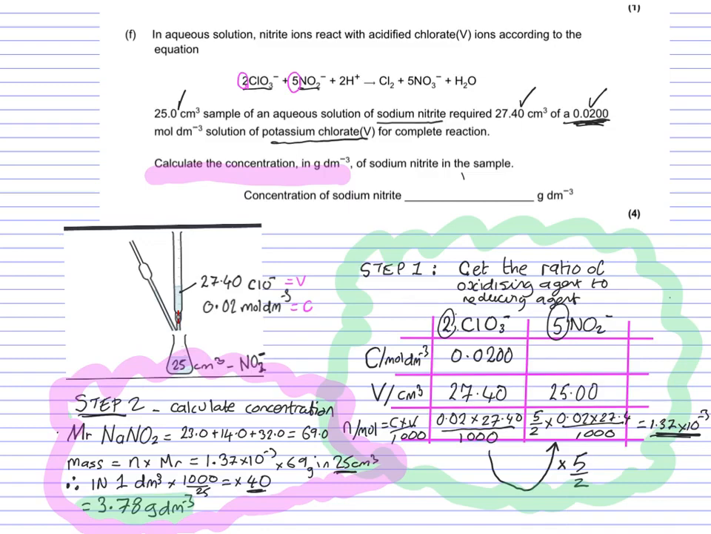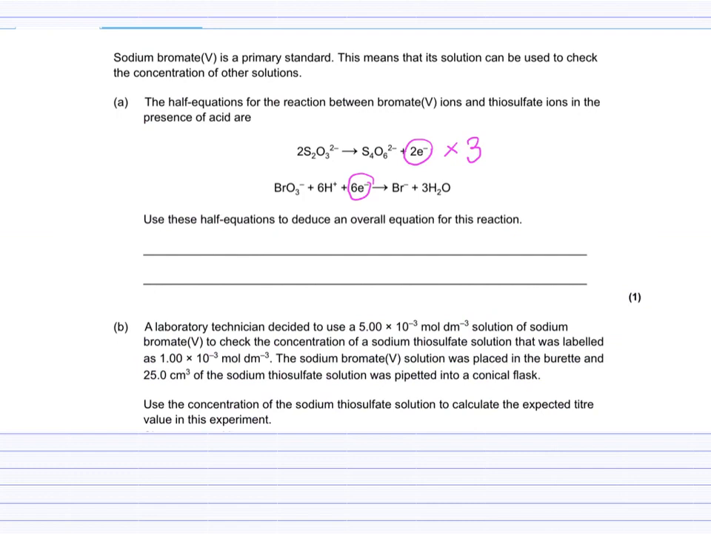So again we have a simple working out of a redox equation, looking at two half equations. The first thing we need to do is balance the number of electrons. You can see here that the reducing agent is giving up 2 electrons. We need to multiply it by 3 so that the oxidizing agent takes 6 and the reducing agent gives 6. So we multiply the whole half equation by 3.